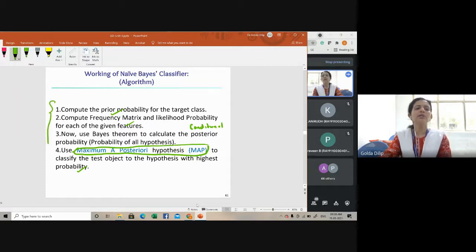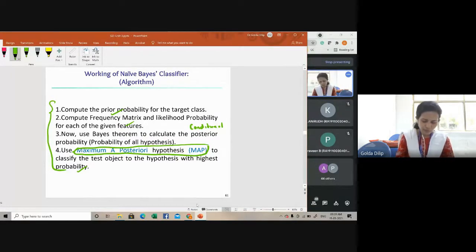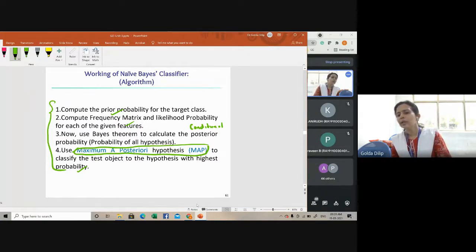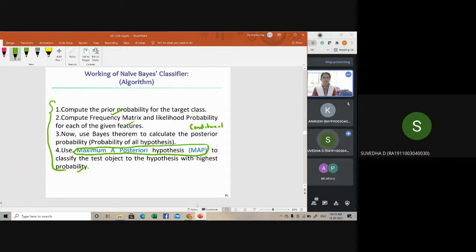Do you know what are the steps involved in this? Suveda, do you know? Or have you made a note of it? Have you made a note of the algorithm in your notebook? Yes, ma'am. So now we are going to work out.